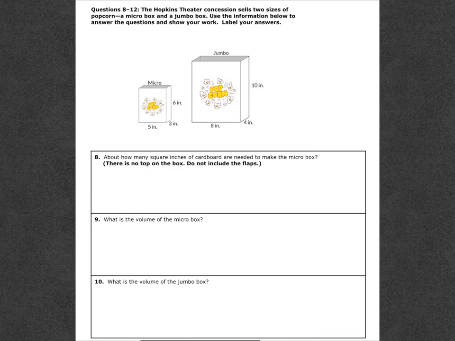So for problem 8, they're asking how many square inches of cardboard is needed to make the micro box. So how many inches of cardboard is needed to make this box? So what you are solving for here is surface area. Now what you need to remember, in a rectangular prism, there is typically 6 faces. But what they say here, there's no top on the box. So do not include the flaps. So you are not including this face. So you only have 5.